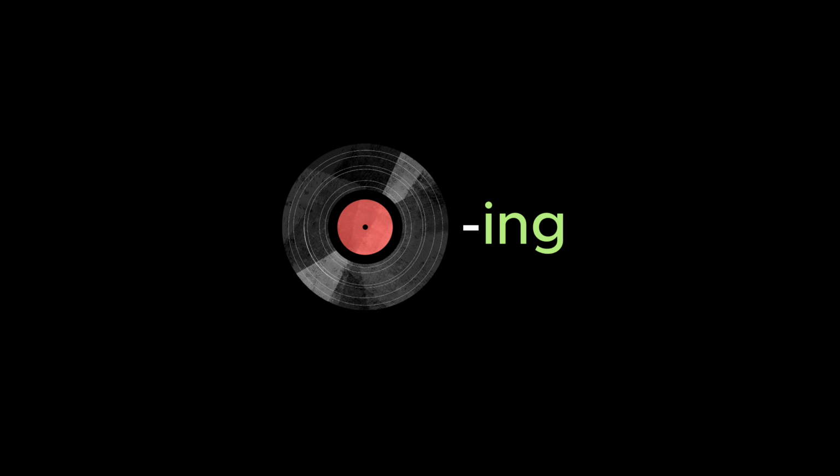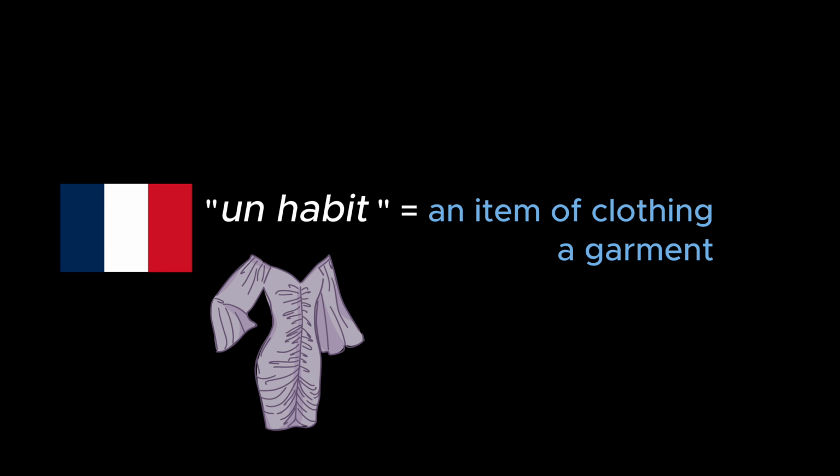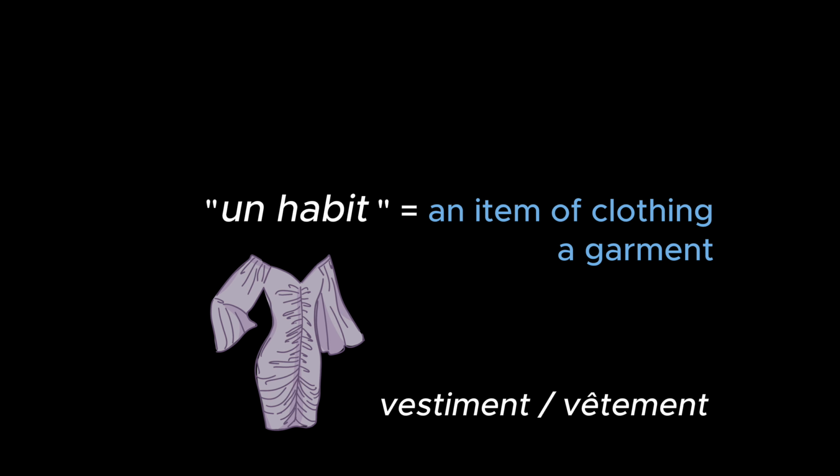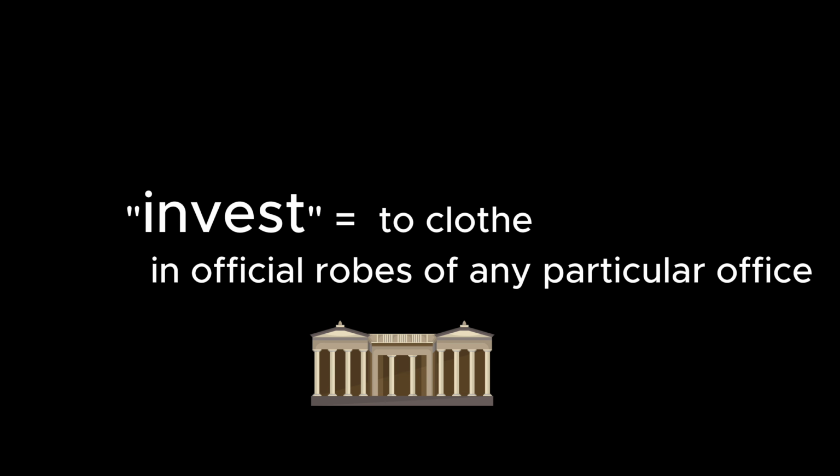The affixing of ing is a different matter. It construes the activity as an experiential domain, an event type treated as a field of experience. Repeated use of a tool, uti, naturally gets worn. Deterioration goes without saying. It's a consequence of habit. Wouldn't you know it, habit in French is an item of clothing, vestiment or vêtement. A side note, in the 14th century, the word invest meant to clothe in official robes of any particular office.